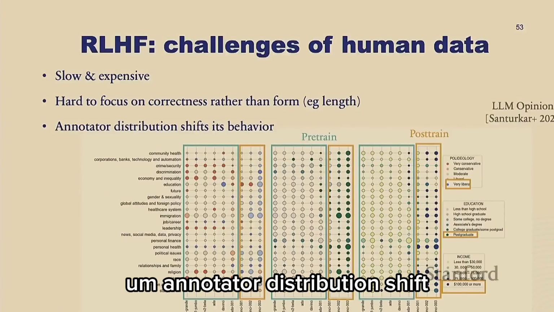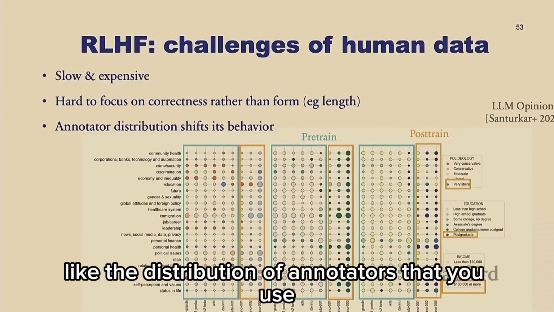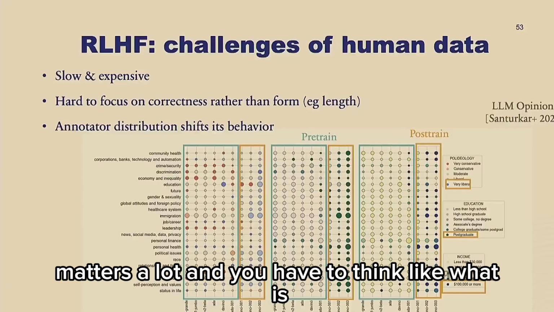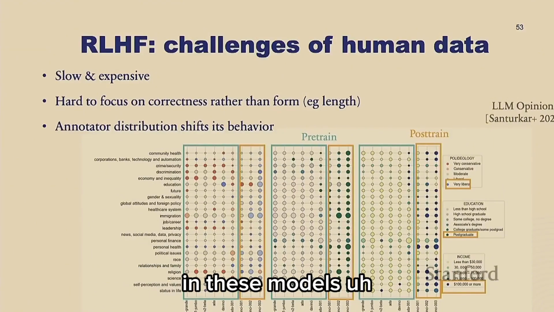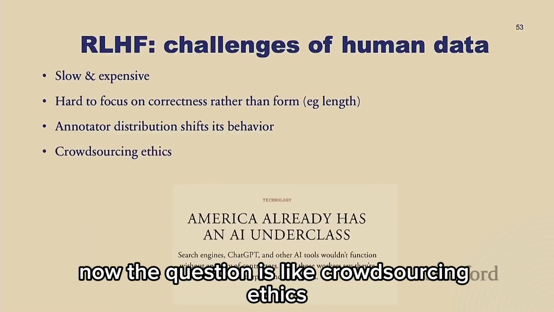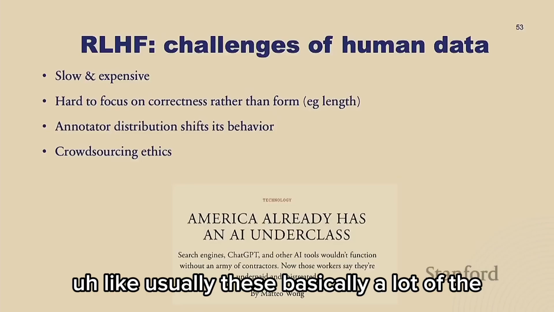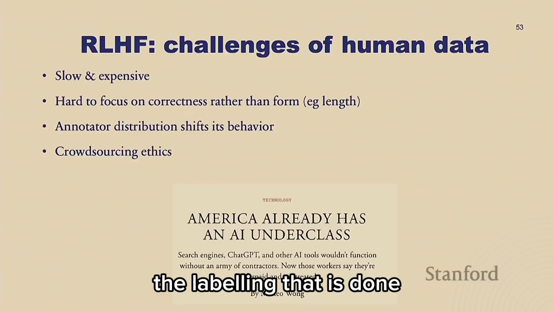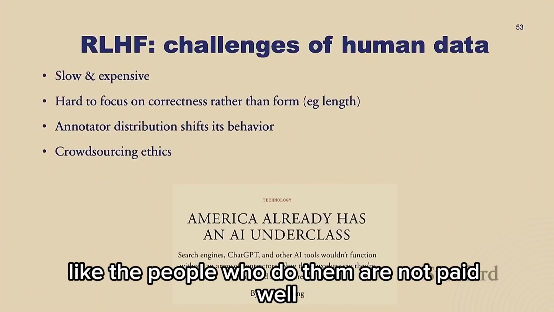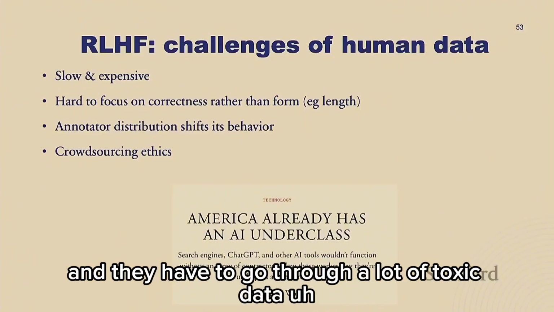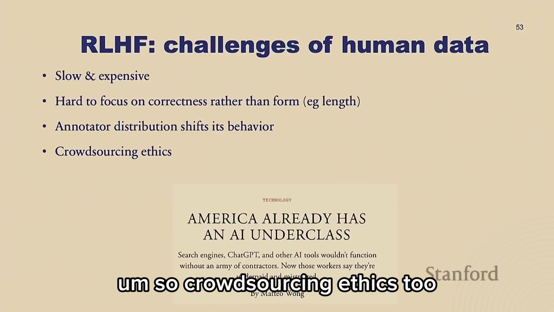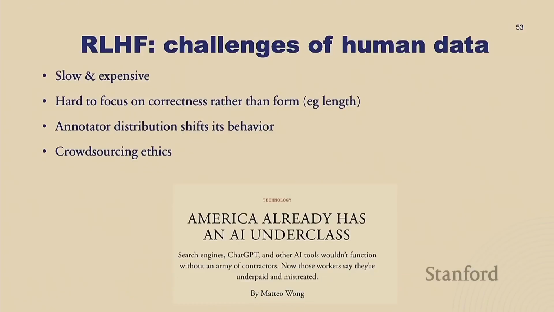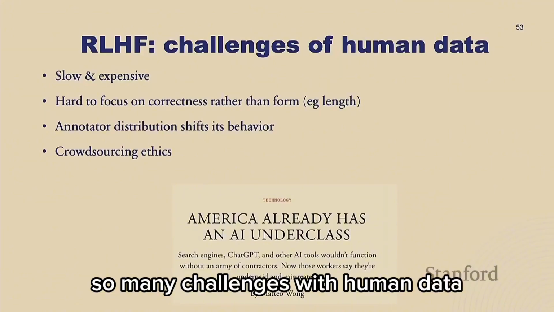Annotator distribution shift: the distribution of annotators that you use matters a lot. And you have to think about what are even the humans that we want to represent in these models. Another question is crowdsourcing ethics. Usually a lot of the labeling that is done, the people who do it are not paid well, and they have to go through a lot of toxic data because you basically want the model to avoid saying the toxic data. So crowdsourcing ethics too. So many challenges with human data.